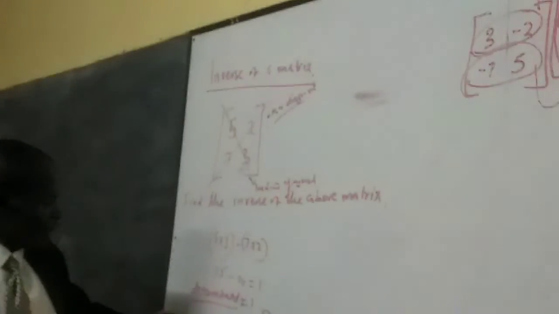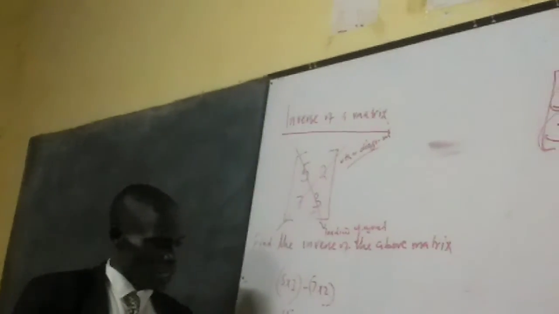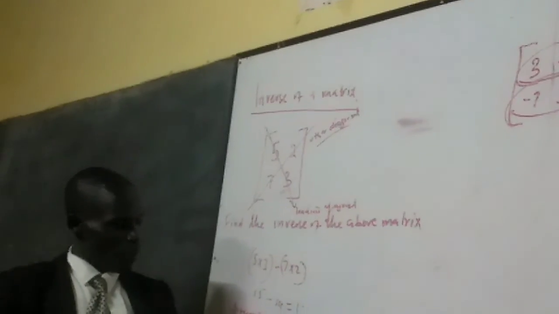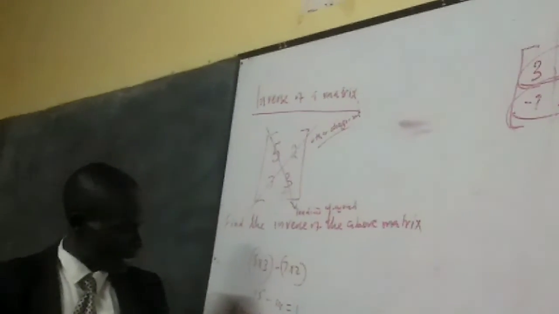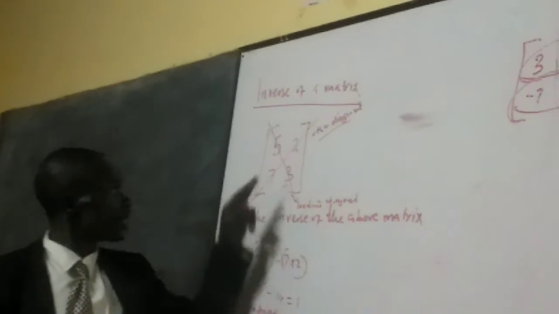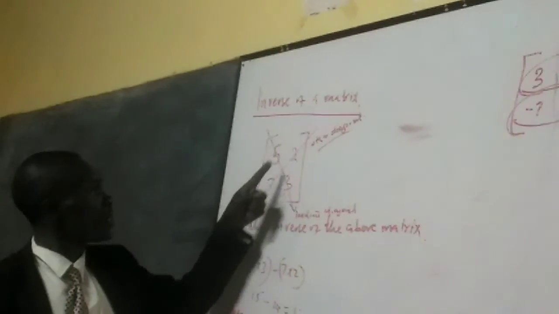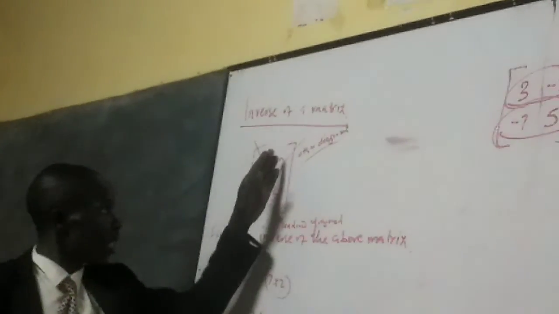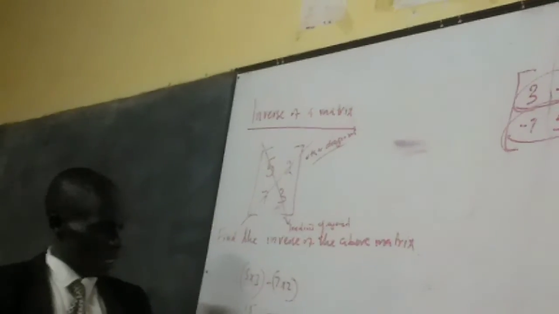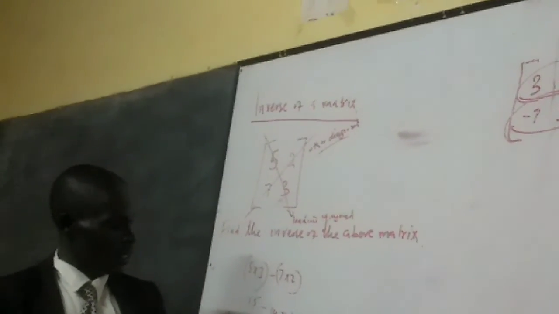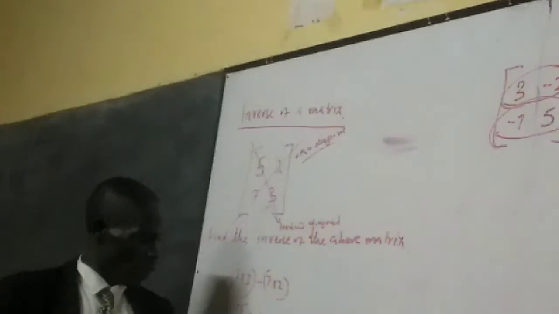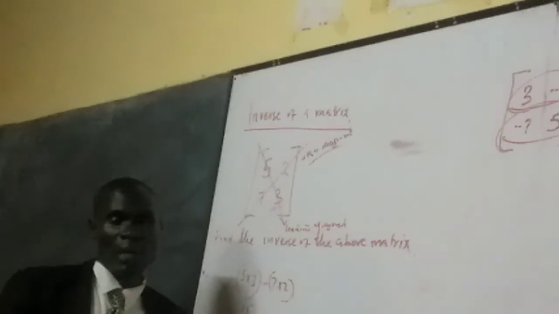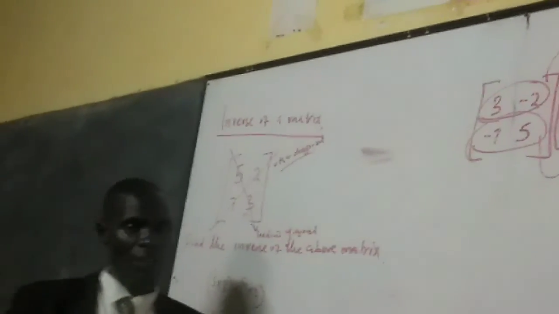So we say the inverse of the matrix is 1 over the determinant times the elements of the matrix, but with the elements in the leading diagonal altered and the elements in the other diagonal negated. So we negate elements in the other diagonal and alter elements in the leading diagonal. Then you multiply by 1 over the determinant, then you get the inverse of that matrix.